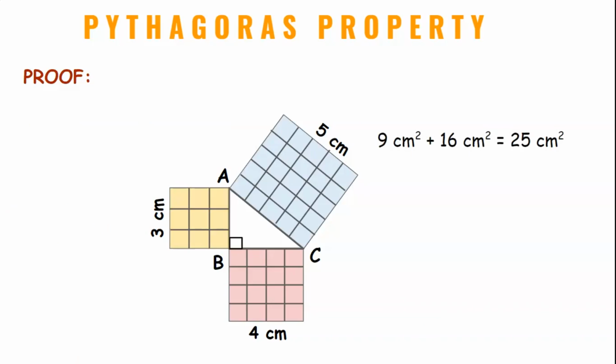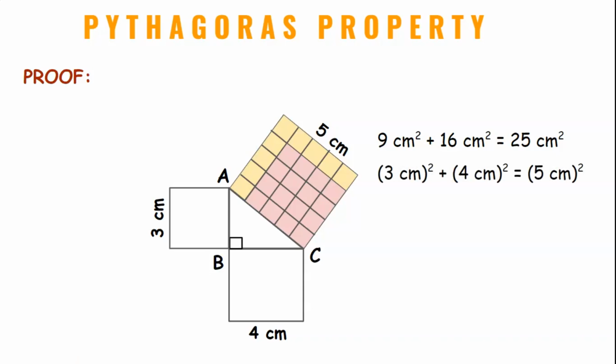square. As we observe here, each square is divided into squares of 1 cm each, whose each area would be 1 cm square. Now if we arrange these two squares into this bigger square, they would fit exactly. That means the sum of the areas of these two squares is equal to the area of the square on this hypotenuse. Therefore, we can say that AB square plus BC square is equal to AC square.